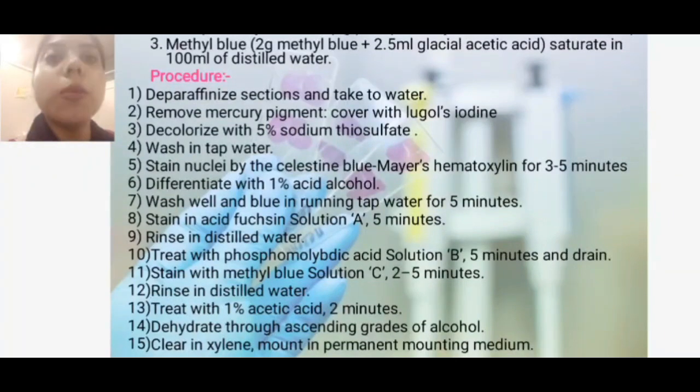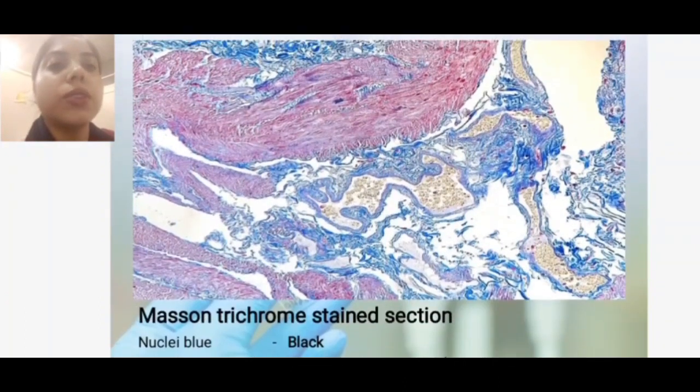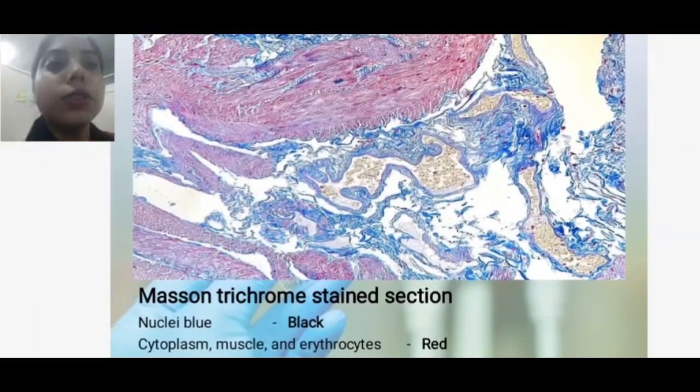DPX. The full form of DPX is distyrene plasticizer xylene. So this would be the result for the mentioned trichrome stain. The nuclei, blue, will look black in color. Cytoplasm, muscle and erythrocytes will look red in color, and collagen will look blue in color. So that was it for this video.